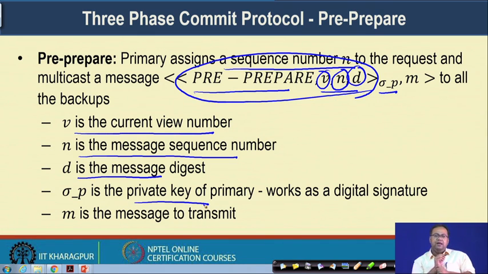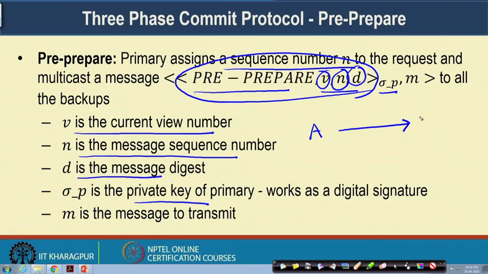Now, if you remember the digital signature method that we discussed during the first few classes, whenever A is sending certain messages to B, and A has its own private key, say sigma A, and pi A is the public key for A.